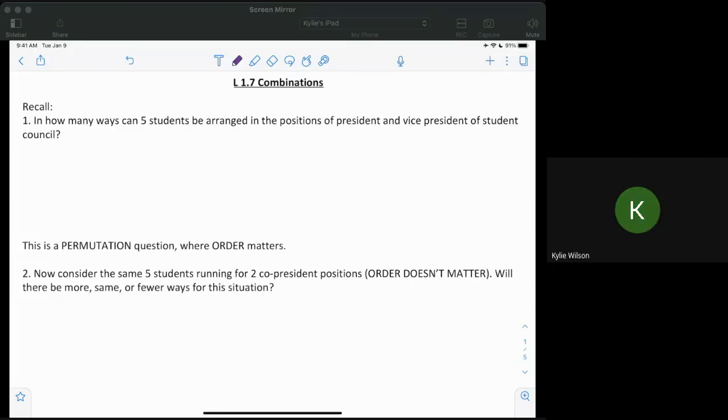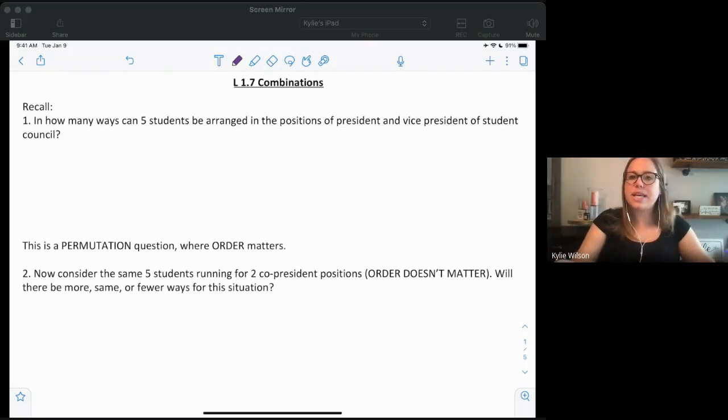Okay, so for this lesson, we're going to be looking at combinations. Before we get started, let's start with a quick little example just to recap some of the past topics we've covered. This is a question we've done before. In how many ways can 5 students be arranged in the positions of president and vice president of student council?